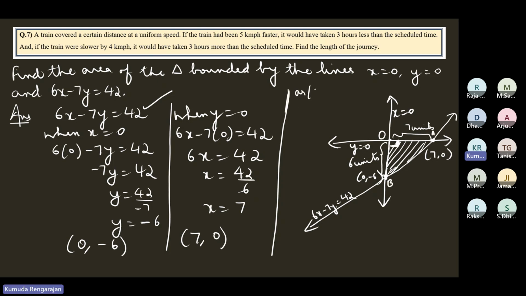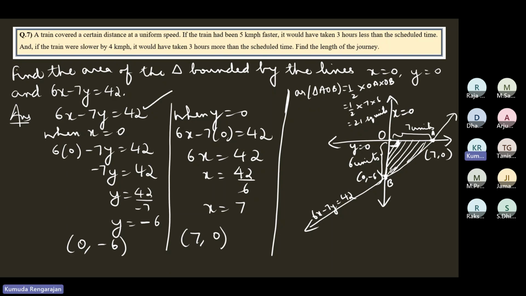So area of triangle AOB is equal to half base into height. So half into base OA into height OB. So half into 7 into 6, 21 square units. So the area of the triangle is 21 square units.